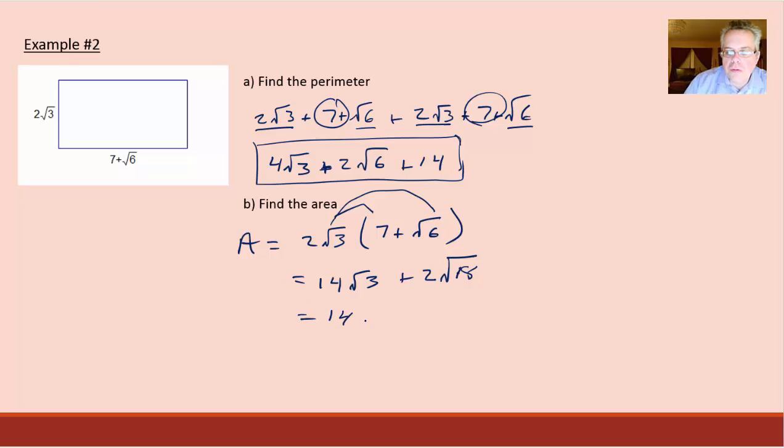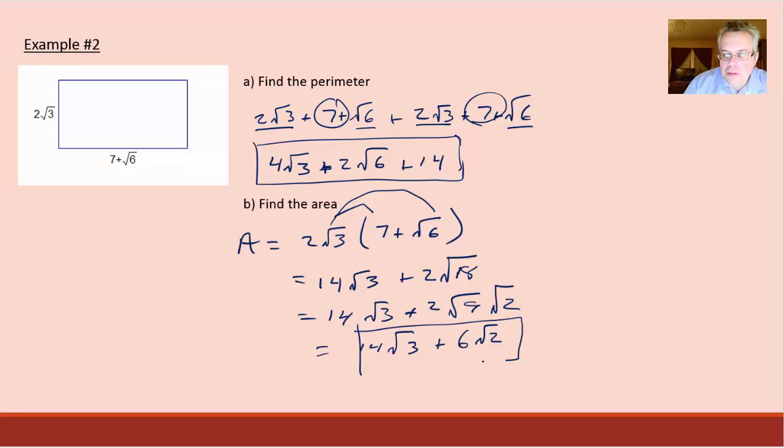All right, so we're going to keep going. Plus 2 square root of 9 square root of 2. That's how 18 breaks up. And I can say this is 14 square root of 3 plus, that's 3 times 2 is 6 square root of 2. Both terms are simplified. They're not like terms. So we're done here. That's a 14 there.